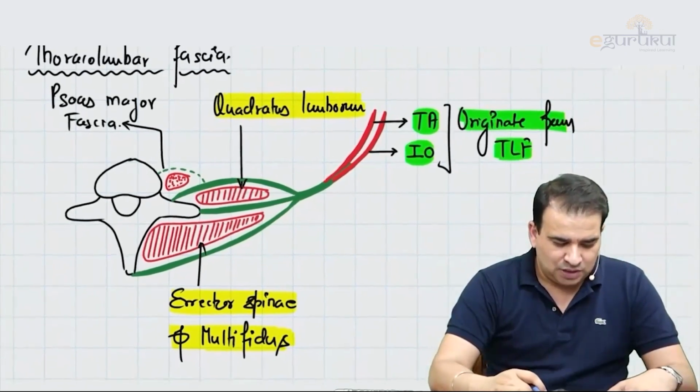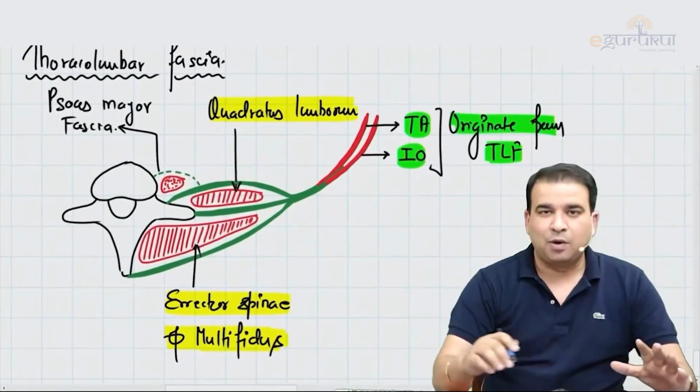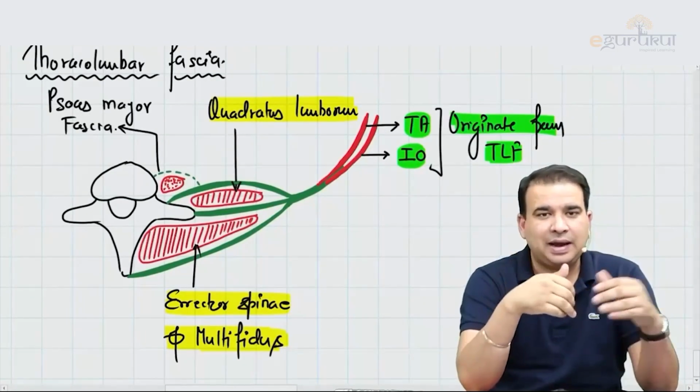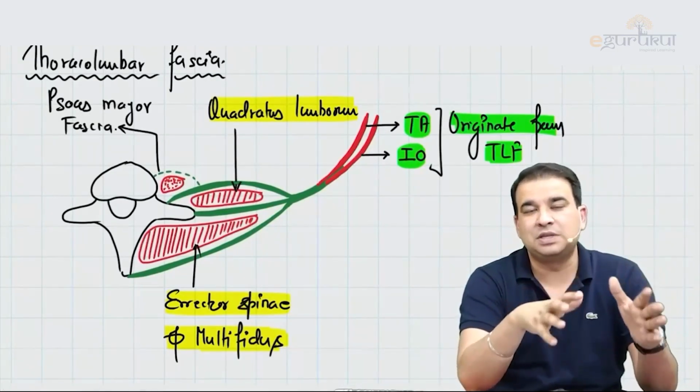So this is the must-know thing about the thoracolumbar fascia: what muscles are enclosed inside, what muscles originate from it, and make sure you separate it from the psoas major fascia as well.